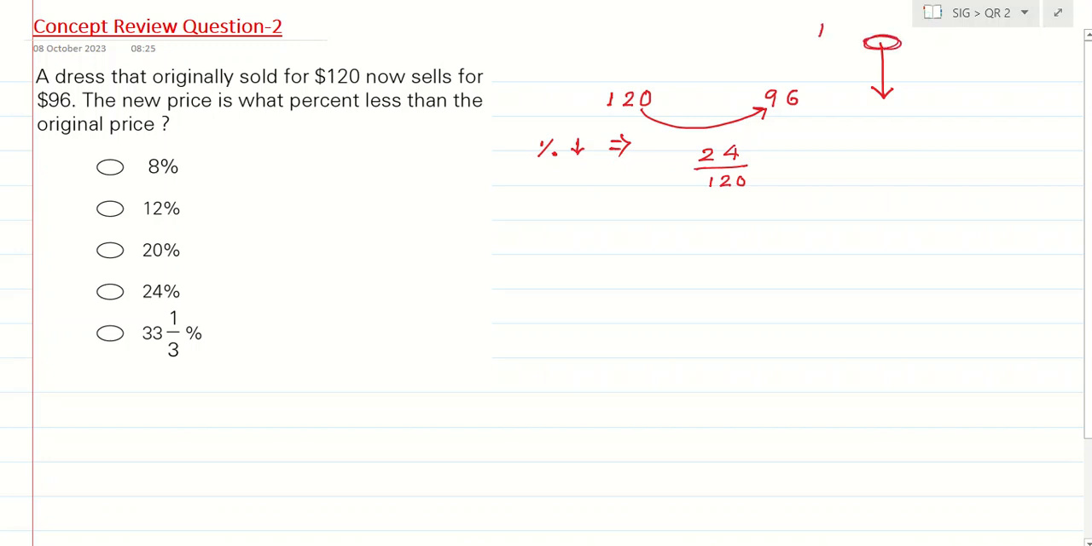Which means the higher value. Just keep it in mind, just to remember visually: the higher value is decreasing. So higher is the original value. So in 120, that's 24, which is 1 by 5, that is 20%. 20% decrement. The option is there. What is the option number? Option number C.